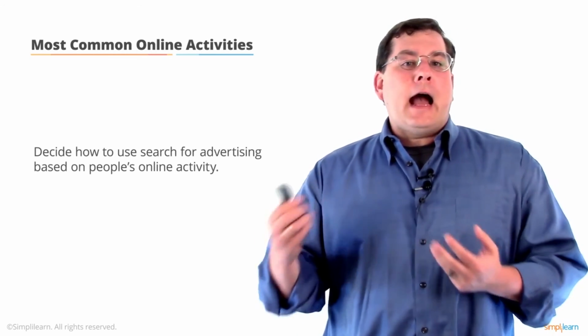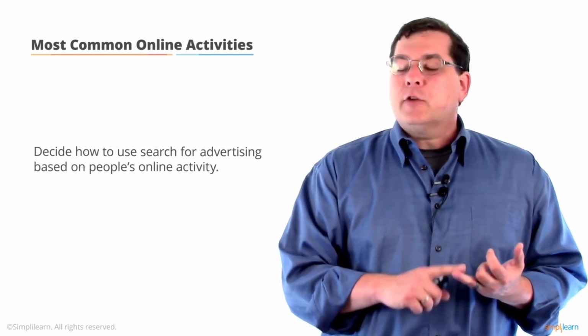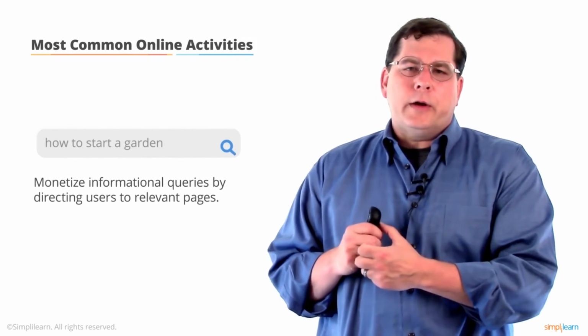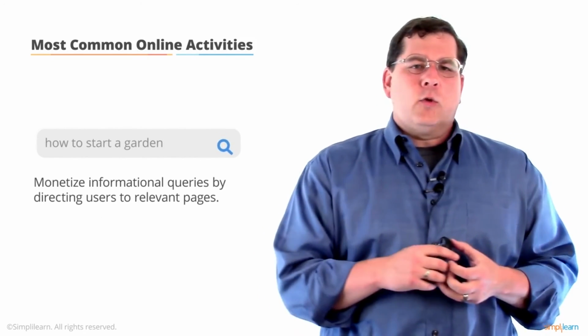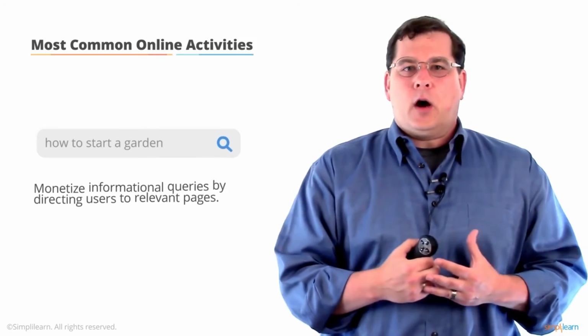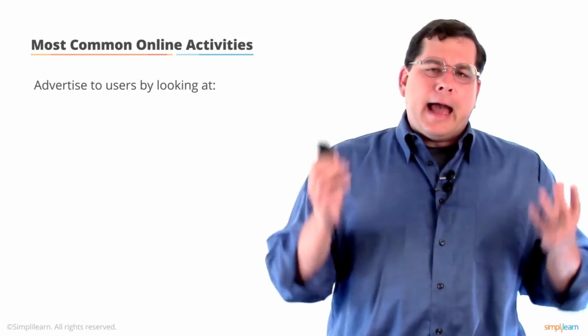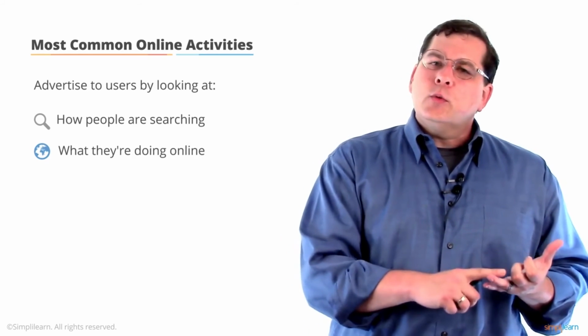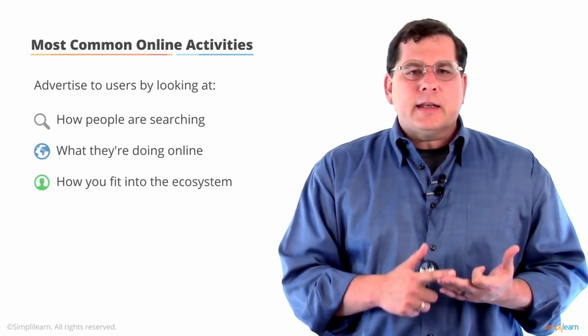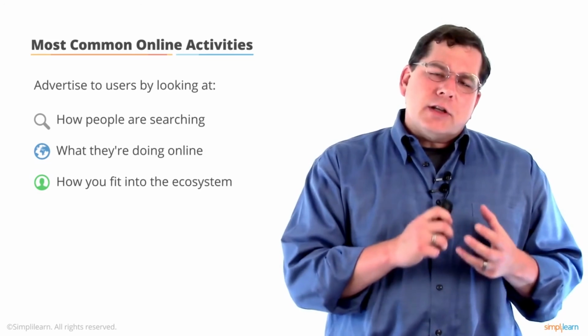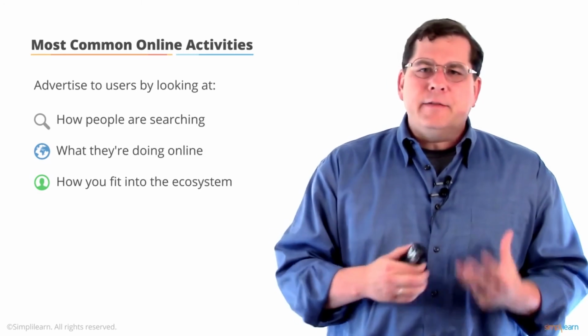you can decide how you want to use search as your advertising vehicle, whether someone's looking for hobby information, and maybe it's gardening, the most common hobby in the US, and therefore you put out information about how to start a garden. You can monetize even those information queries, through to a lot of transactional queries where someone is actively trying to buy a product. So by looking at how people are searching, what they're doing online, and then how you fit into that entire ecosystem, you can advertise to users through a lot of different activities they're doing online.